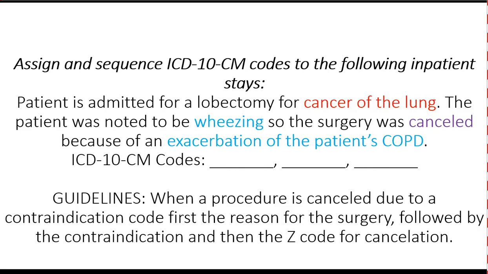So we know from our guidelines when a procedure is canceled due to a contraindication, we're going to code first the reason for the surgery, followed by the contraindication, and then the Z code for that surgery cancellation.